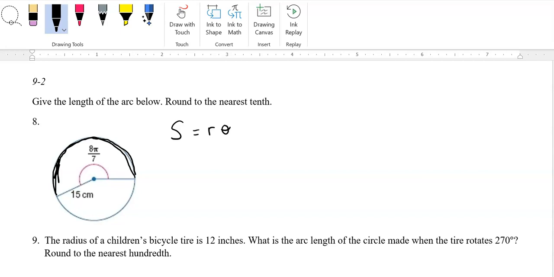Just make sure that this angle theta is in radians. It already is, so we don't have to do any changing. The radius is 15 centimeters. Theta is 8 pi over 7. So we'll go to our calculator. 15 times 8 pi.